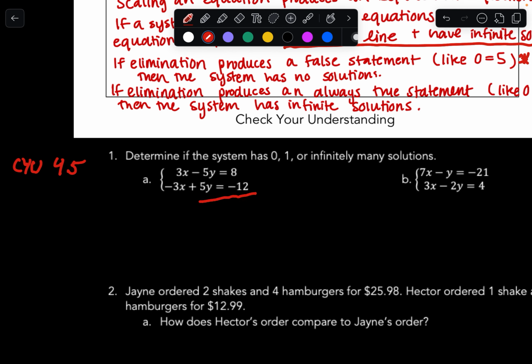One way is to actually solve it. We can solve this by elimination. If we just add together the two equations, we get 0 on the left, because the x's sum to 0 and the y's too. That's got to equal -4. That's false. That's not true. All the variables are gone and you have a false statement. So there is no solution, which is 0 solutions.